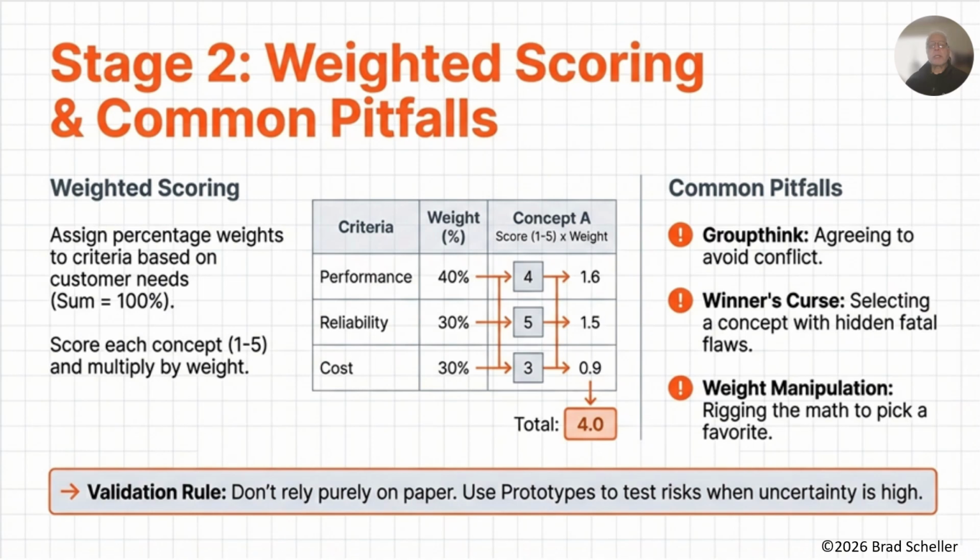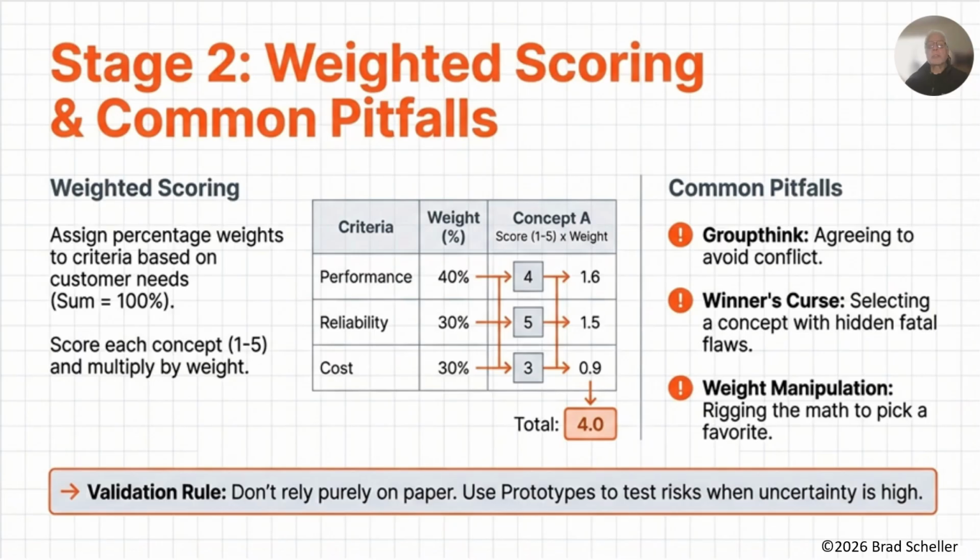Then you score each concept on each criterion from 1 to 5. Concept A might score 4 on performance, 5 on reliability, 3 on cost. Finally, you multiply the scores by weights and then sum them. In this example, 4 times 0.4, et cetera, equals 4 total.